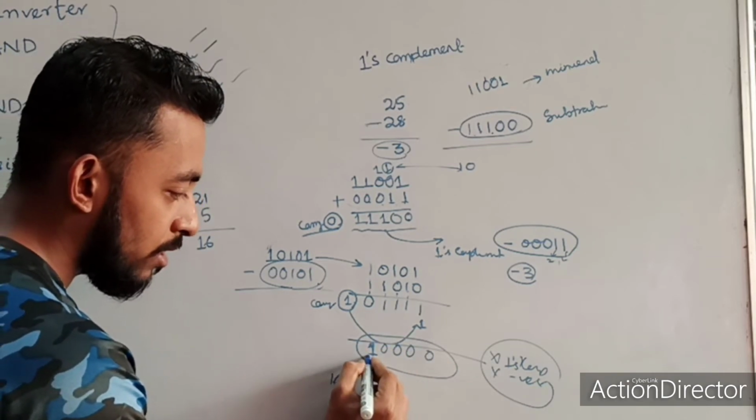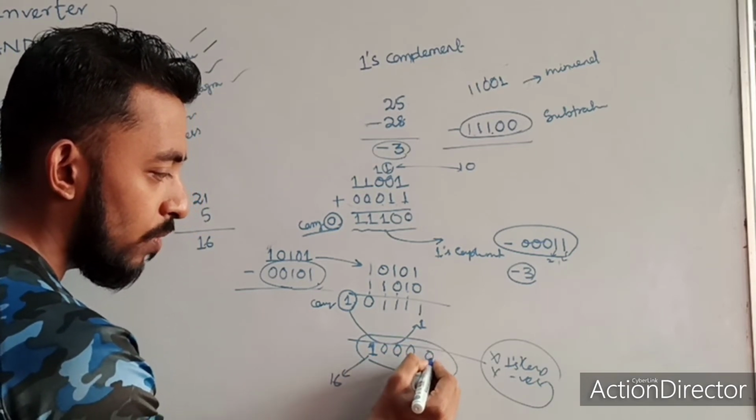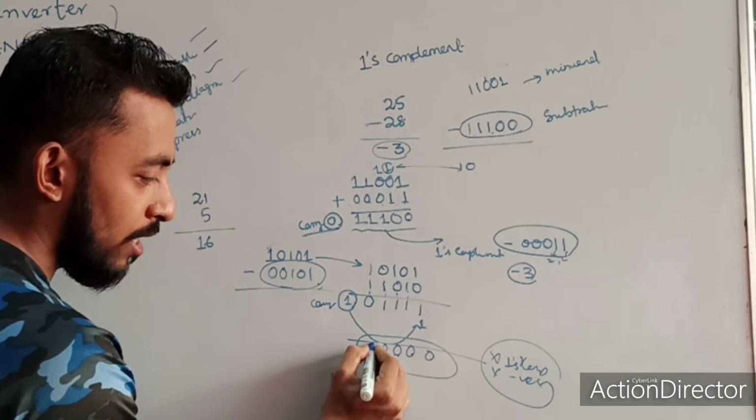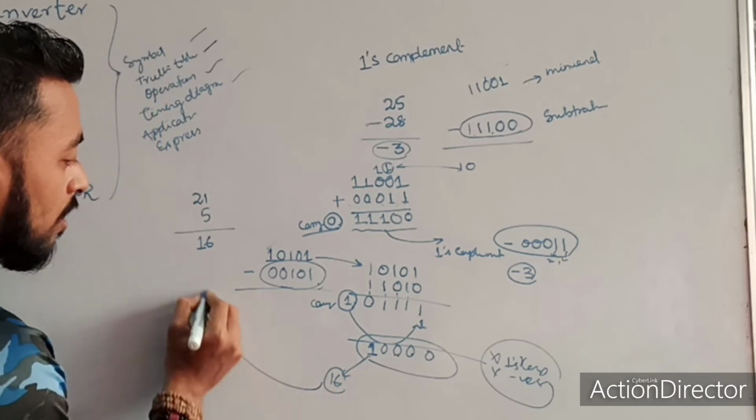So this value is nothing but 16, or not? You see, this is 16, this is 8, 4, 2, 1, 2 power 0, 2 power 1, 2 power 2, 2 power 3, 2 power 4. So since only the 1 is there at 2 power 4, that is the 16, the answer. So you see.